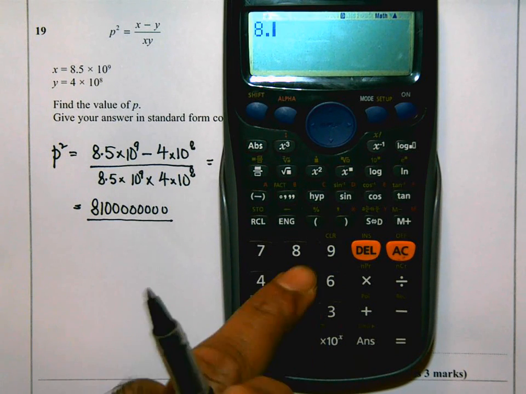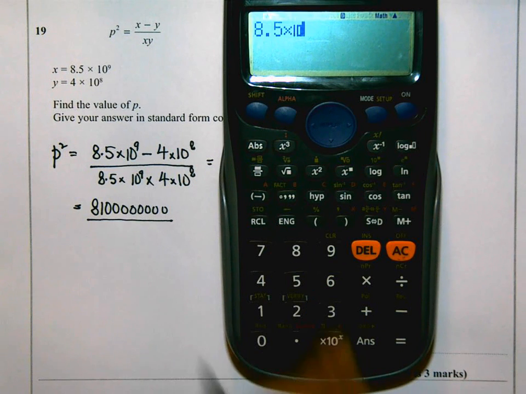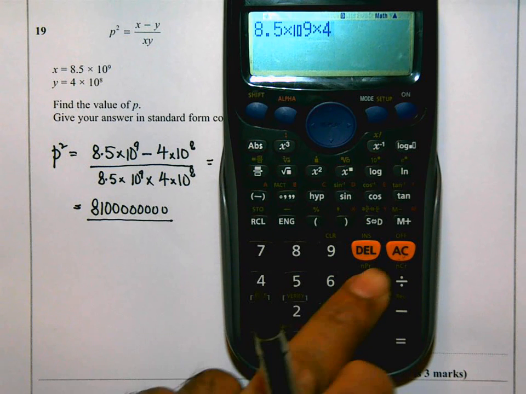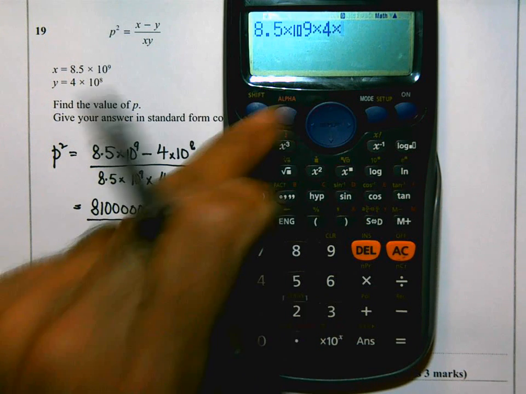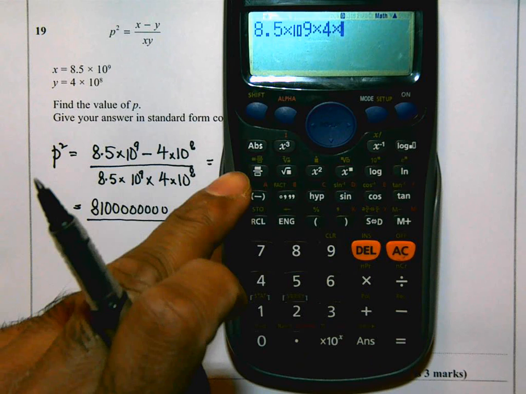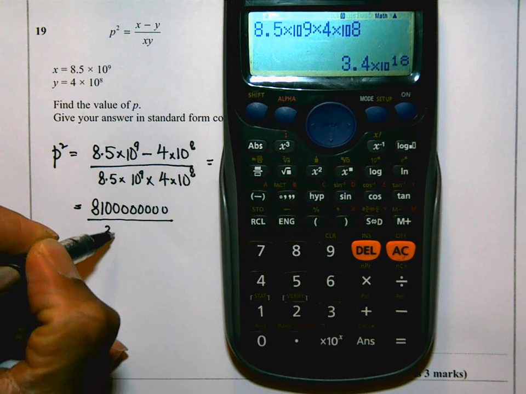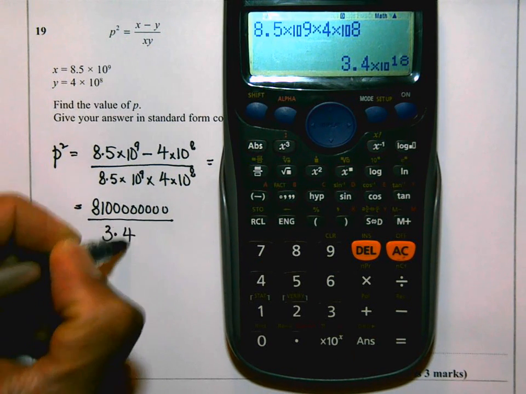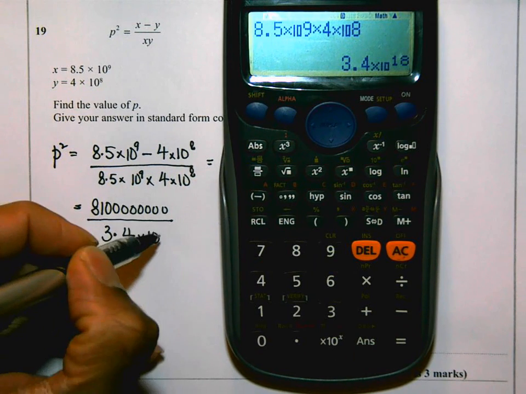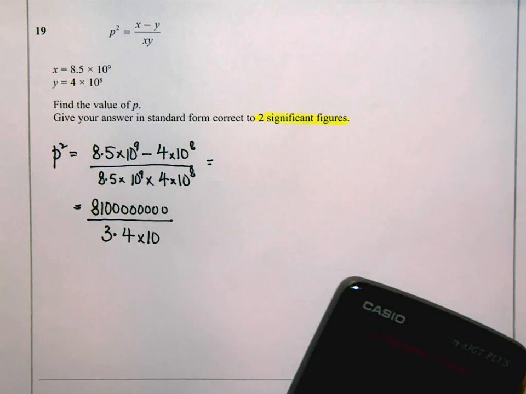Now I'm going to work out the other one. 8.5 times 10 to the 9, that multiplied by 4 times 10 to the 8. I'm going to delete that times, I should have pressed that. 4 times 10 to the 8 equals. That is 3.4 times 10 to the 18.